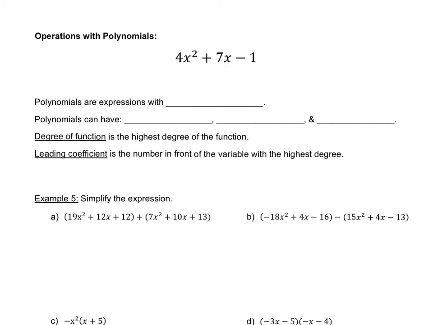So in this video, we're going to talk a lot about what it means to be a polynomial. Poly means many and nomial means terms. So polynomials are expressions with many terms.